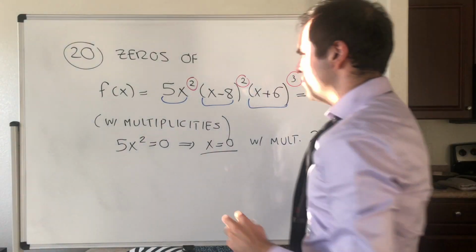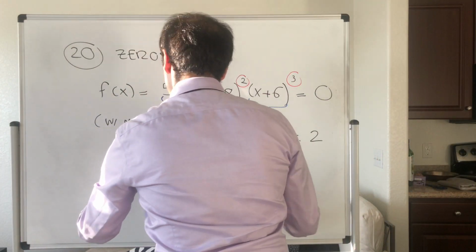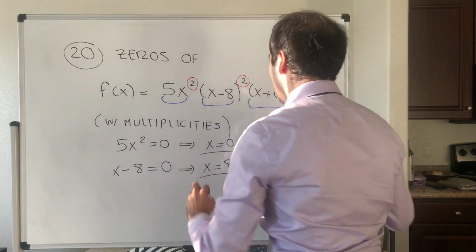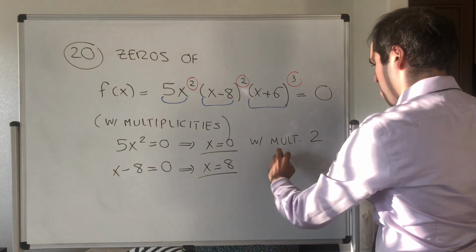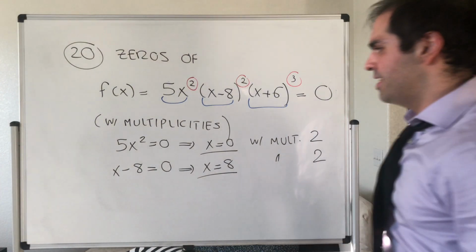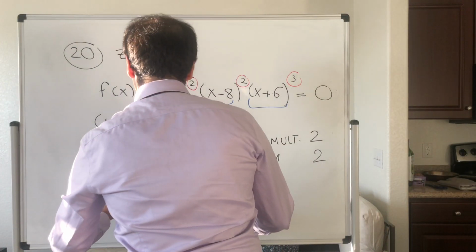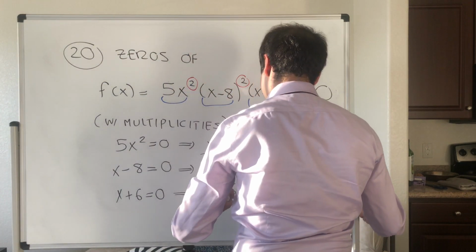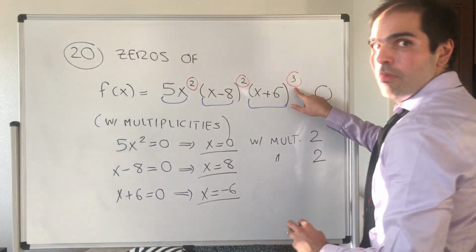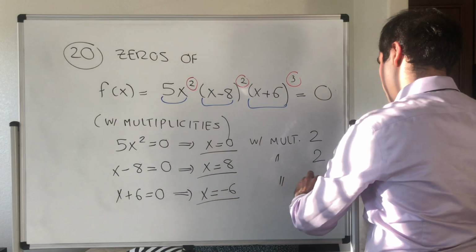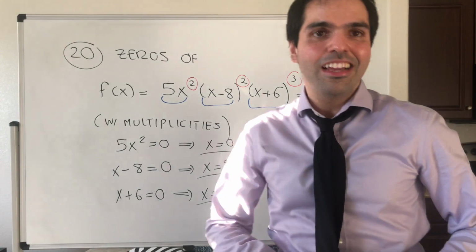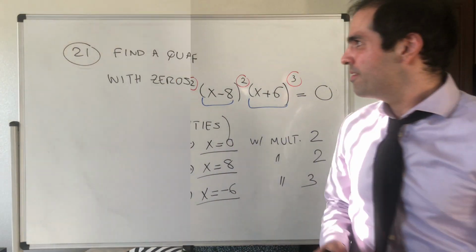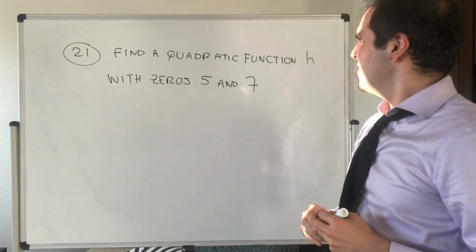And then let's do the same thing. So x minus 8 equals 0. That means x equals 8 with multiplicity 2. And lastly, maybe the trickiest one, x plus 6 equals 0, but this gives you x equals minus 6. And this time with multiplicity 3. Okay. All right, very nice. And since this was so much fun, one more problem of this type. Next question, maybe the easiest question of today.